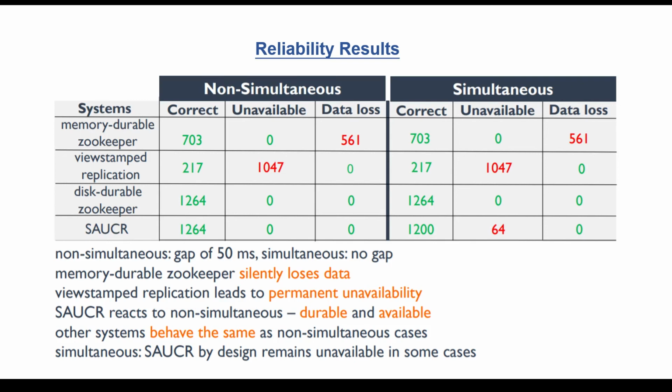It provides high reliability, just the same as the disk durable ones. Compared with memory durable protocols, one faces a high risk of data loss, and another one faces a high risk of unavailability. SAUCR works quite stable, with a few unavailable cases, but it's less than 10%.